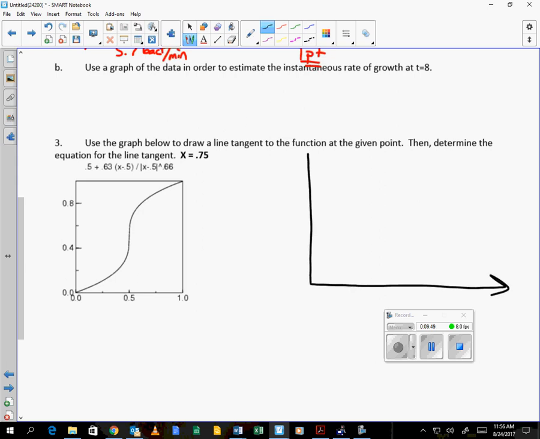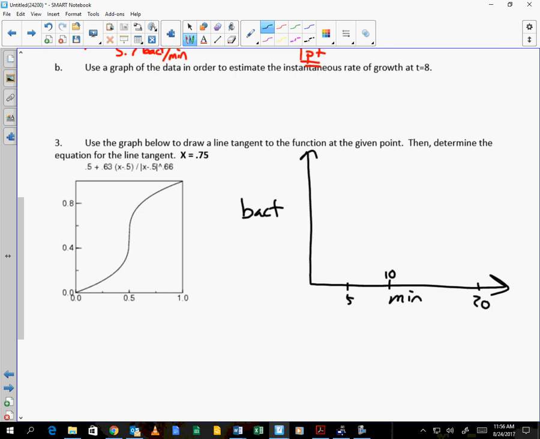I'm going to make a little graph here, and I'm going to put bacteria over here. I'm going to put minutes over here. I go up to how many minutes? 20. So I'm going to go 20 minutes there. I got 10, 5, and 15. And then I go up to about 120 bacteria.